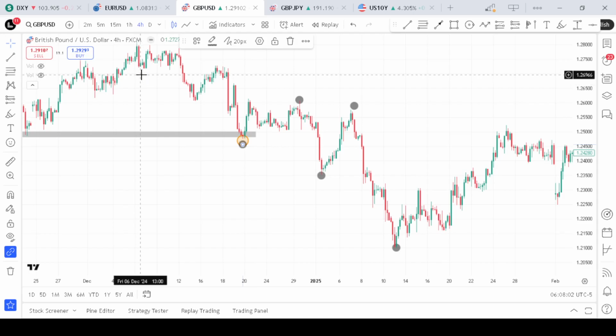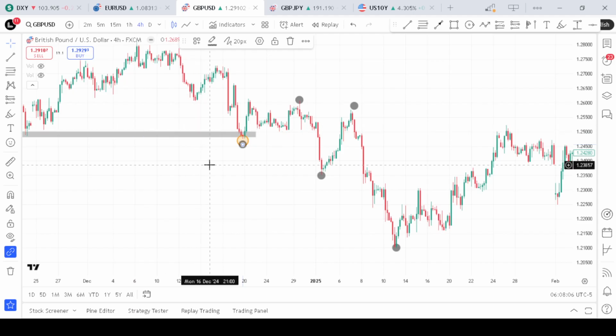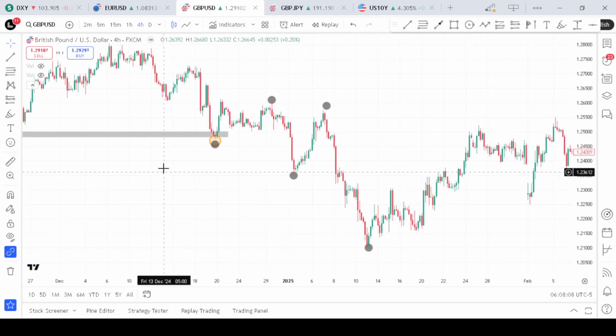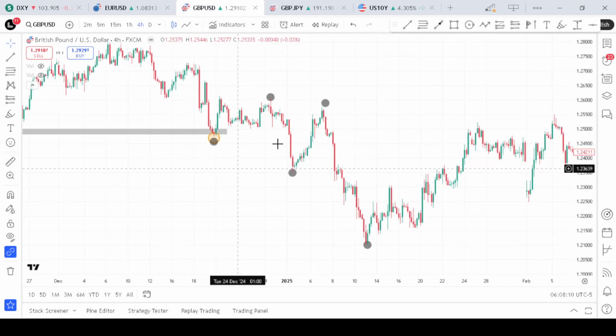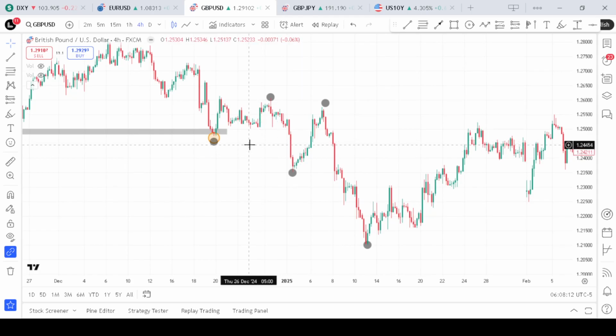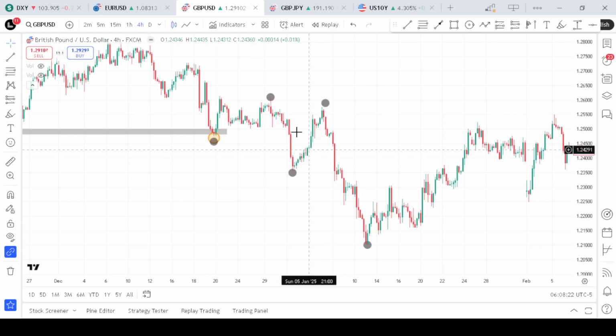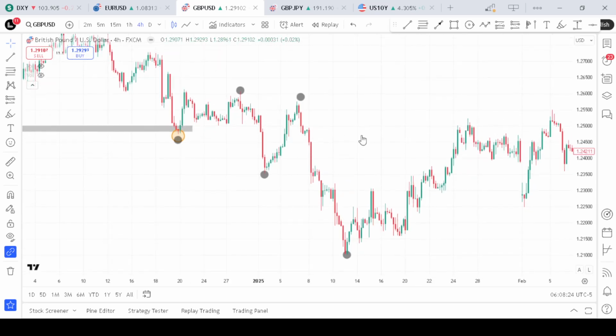Swing highs and lows play a vital role in identifying trends and potential turning points in the market. They also help you recognize key support and resistance levels, which are essential in making informed trading decisions. From the chart, we can see exactly the swing points I have marked out on my chart.